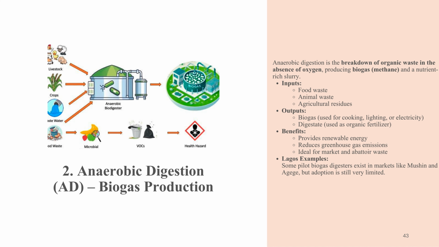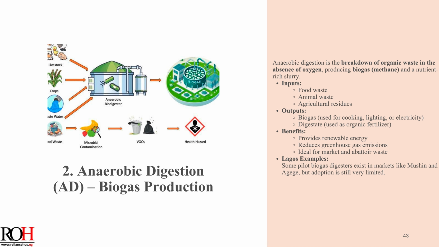2. Anaerobic digestion, AD, biogas production. Anaerobic digestion is the breakdown of organic waste in the absence of oxygen, producing biogas and a nutrient-rich slurry. Inputs: food waste, animal waste, agricultural residues. Outputs: biogas, used for cooking, lighting, or electricity; digestate, used as organic fertilizer.